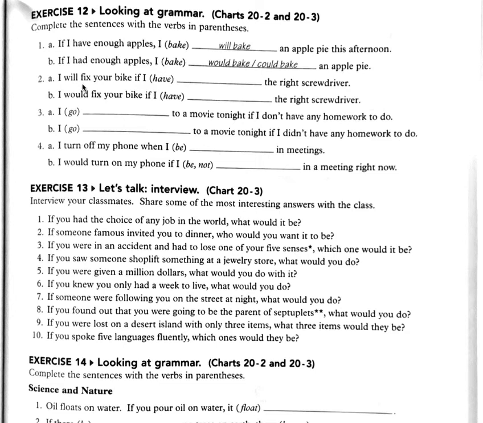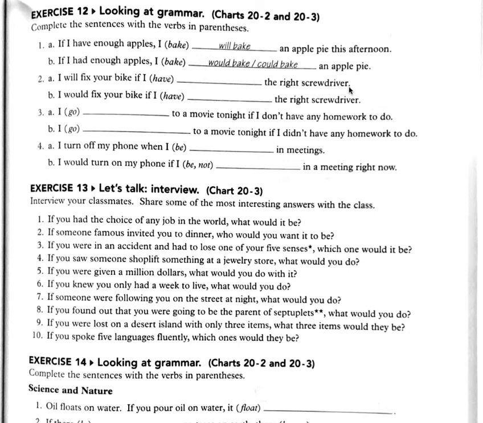Look at number 2. A. I will fix your bike if I have the right screwdriver. Because here, the result clause is first. Will, and then the simple form of the verb. So it's okay, this is real in the present. I will fix your bike if I have the right screwdriver. Or you could say, if I have the right screwdriver, comma, I will fix your bike.